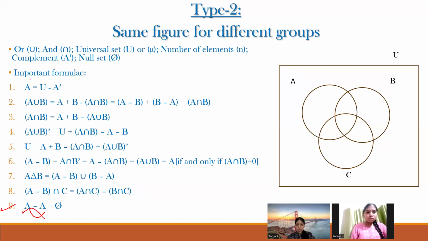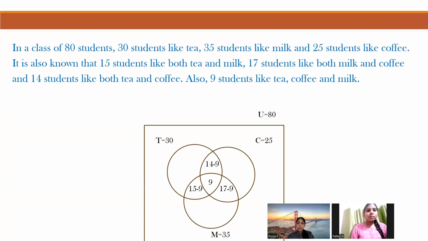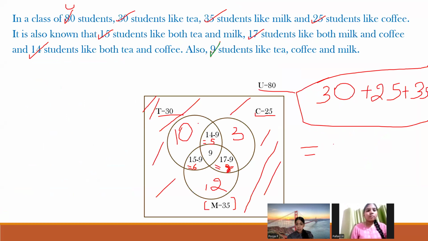One thing which we forgot to take into account is the intersection. The intersections were calculated twice. If you're taking this 30 and this 25, you're taking this list of people two times. If you have observed my previous session, you will notice 14 plus 9, we have calculated two times. Similarly, 17 plus 9, two times. Similarly, 15 plus 9, two times. That's why we got the value as 90.